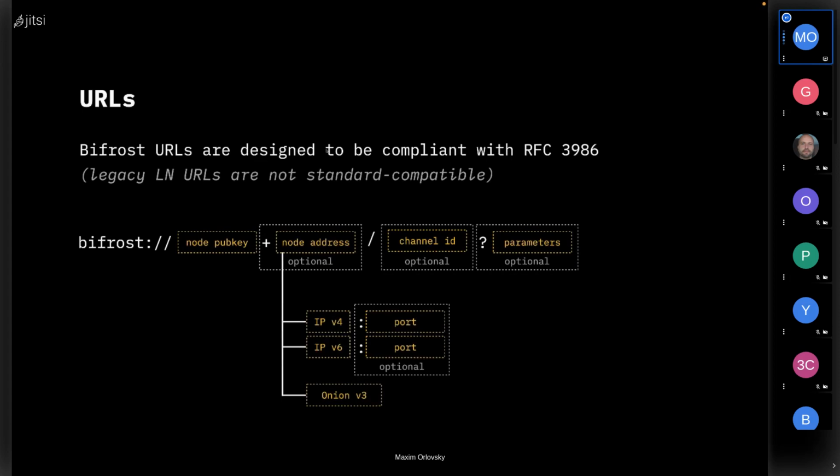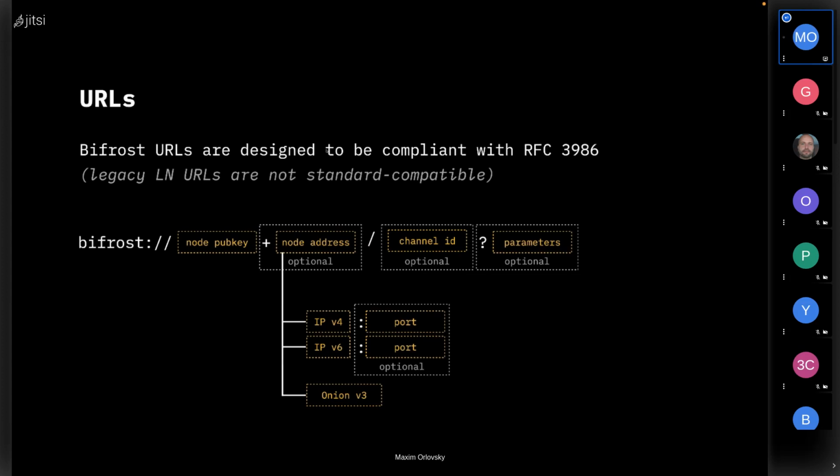The node address, as with the Lightning Network today, can be in the form of an IPv6 or IPv4 address, or an Onion version 3 address only. Onion version 2 is not supported as a vulnerable address type, and optionally it can be followed, in case of IP addresses, with a custom port number. If the port is not provided, of course, we use the default port 9999, or whichever one will be decided later.